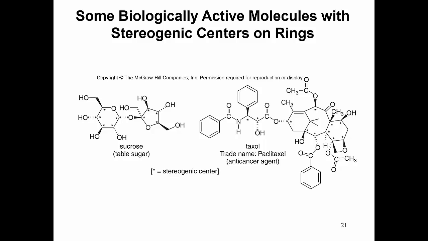So many biological molecules in biologically active compounds have stereogenic centers like these on rings. All sugars. And there's Taxol, which is a very important and popular anti-cancer drug. And you can see how many stereogenic centers does Taxol have. Just count the stars. Make sure you go over the stars in Taxol and the stars in sucrose, and that you're convinced that every starred carbon there is stereogenic.